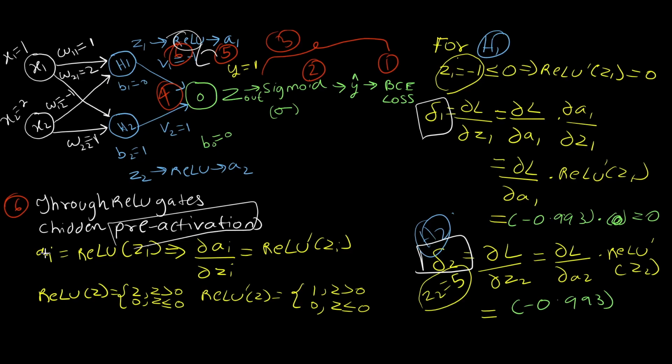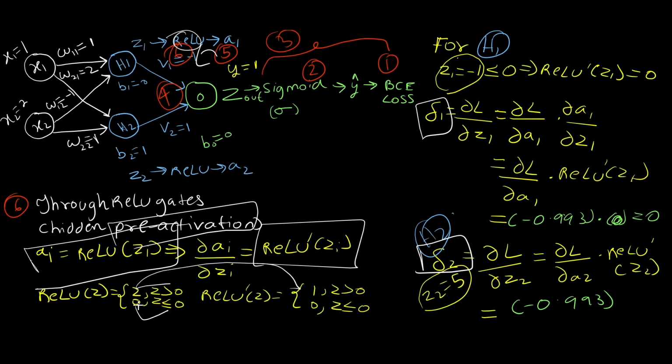First we have the activation formula, which is the ReLU of the weighted sum z i. If we take the gradient of a i with respect to z i, we will have the derivative of ReLU of z i. The ReLU function of z is z itself if it's positive and 0 if it's negative. We take the derivative.